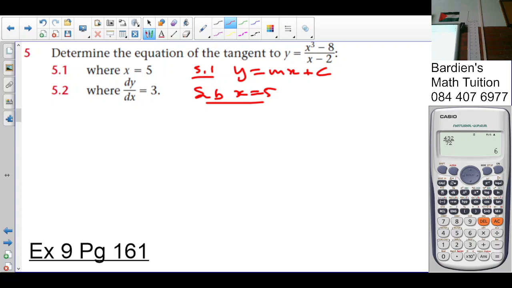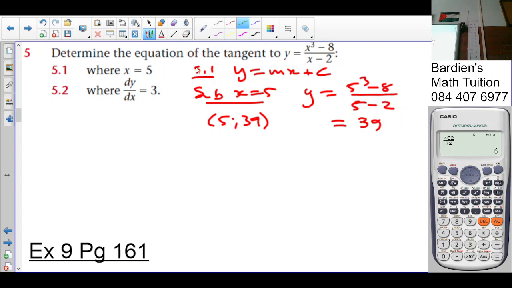Okay? So substitute 5 in, I get y is equal to 5 cubed minus 8 over 5 minus 2. What is your answer here? 39. Okay, so the point of contact is 5 and 39. Then, can I apply my derivative as it stands there? No. I need to get this in the form of ax to the exponent n.